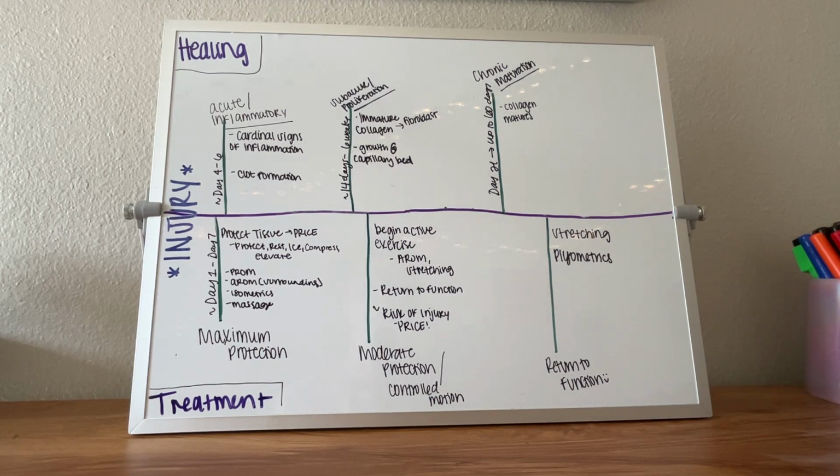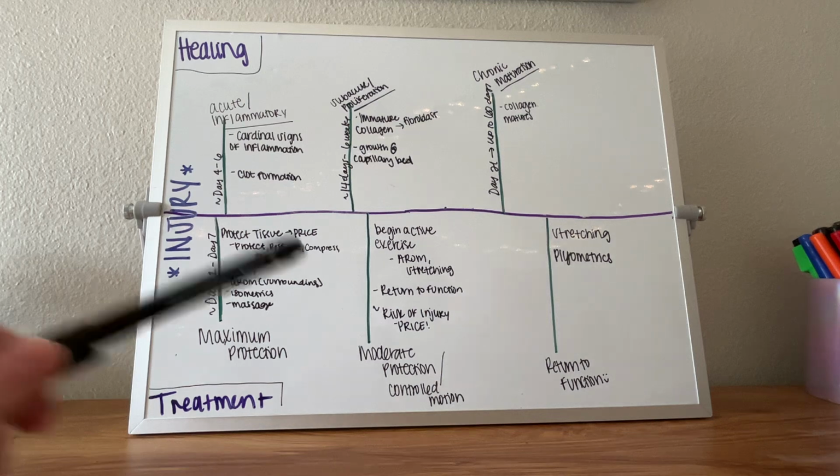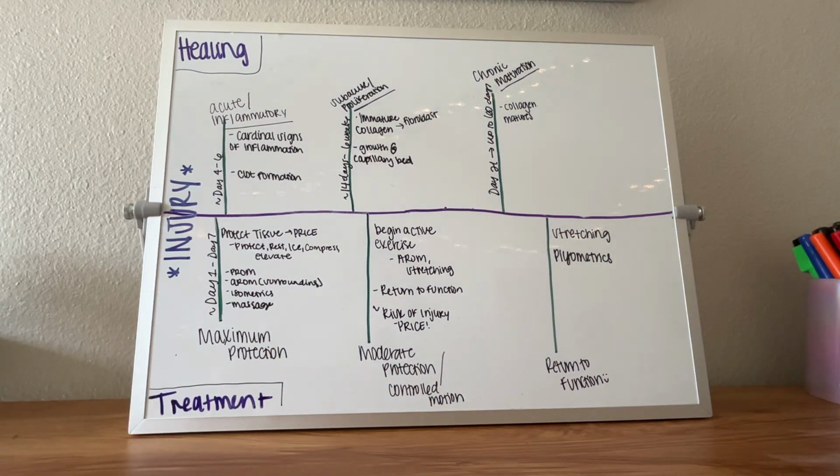For the subacute phase, this is whenever your fibroblasts are laying down immature collagen. We're having growth at the capillary bed, so we're seeing a lot of growth here. While this is happening, we're going to be in the moderate protection phase, also called controlled motion. So we can do active exercise here. We can do active range of motion.